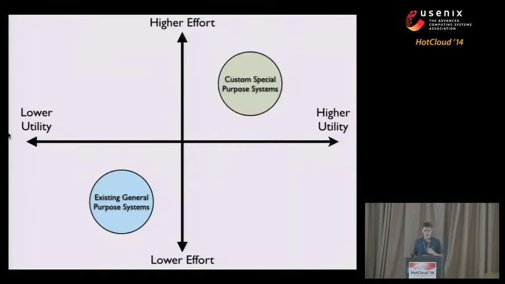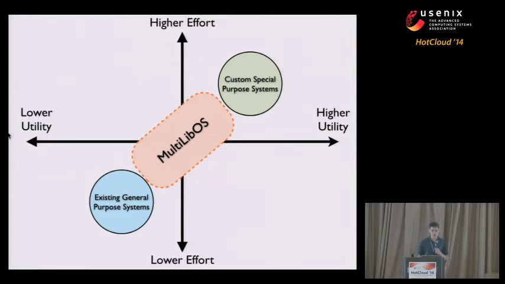And on the other end of the spectrum, we can make custom special purpose systems, but as I discussed, it's a lot of work. You've got to build a lot of functionality. So this architecture, the Multilibos, really lives in this space between, and you can choose. I'm not going to build a custom special purpose system for everything. I'm just going to take a piece of the application and deploy it that way. And so you can move in this space between and make progress.